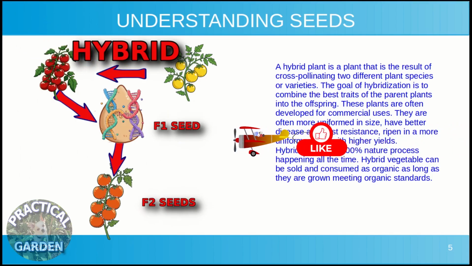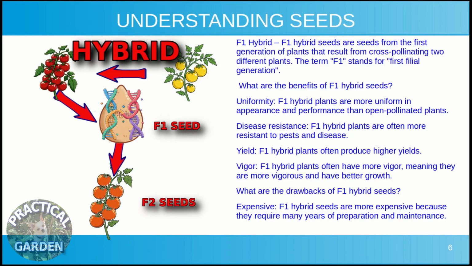They often have more uniform size, better disease and pest resistance, they ripen more uniformly, and often have higher yields. Hybridization is a 100% natural process. It happens in nature all the time. Hybrid vegetables can be sold and consumed as organic, provided they have been grown meeting organic methods. The first generation of the seeds is called an F1 seed.